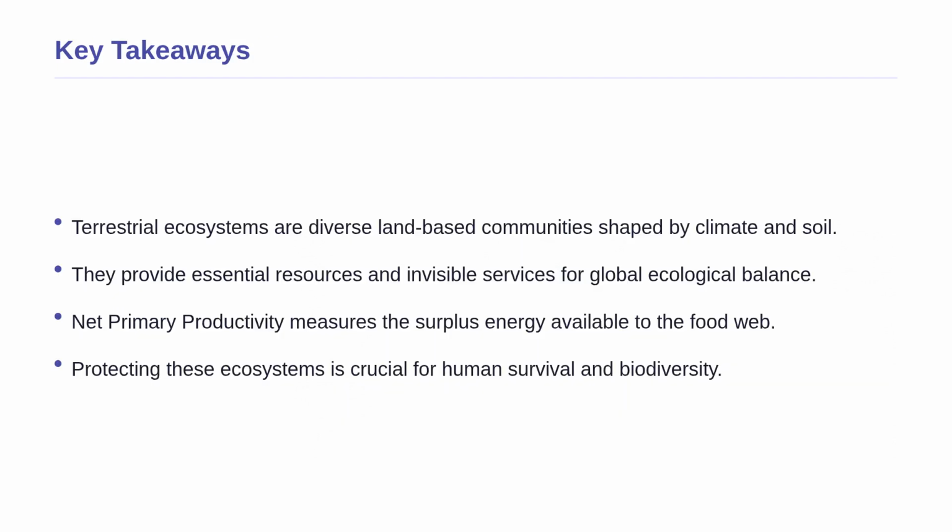We have covered a lot of ground today, so let us review our key takeaways. First, we learned that terrestrial ecosystems are diverse, land-based communities where life adapts to the specific climate and soil of a region. Second, we saw that these ecosystems are vital, providing both tangible resources like food and timber, and invisible services like water filtration and climate regulation.